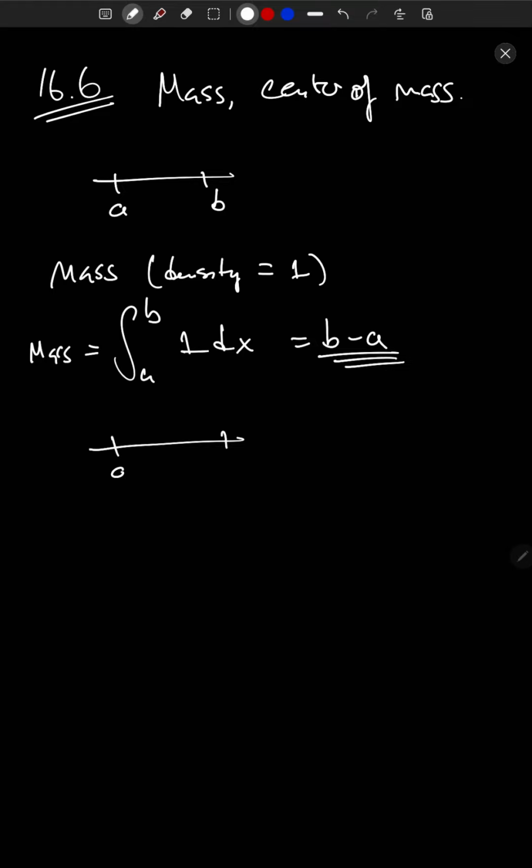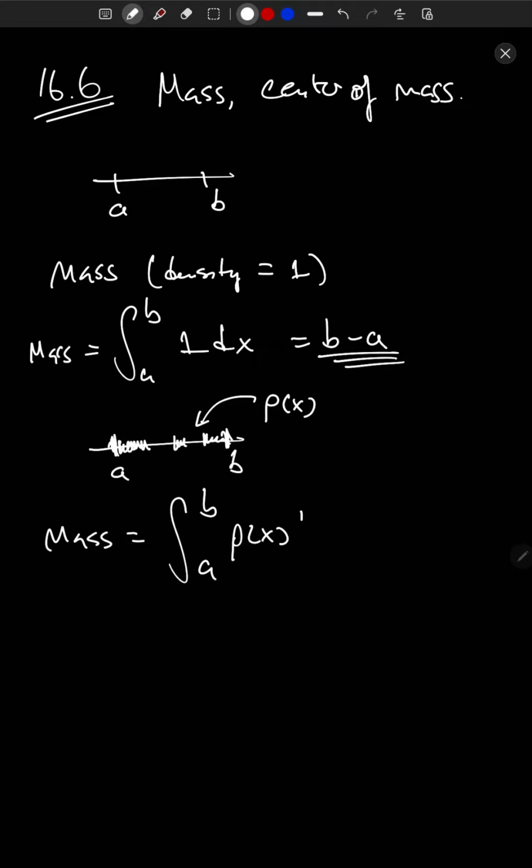a rod of some material. It has length b minus a, right? And maybe certain parts are more dense than other parts, and so the mass is not uniform anymore, right? So the mass density, how dense the material is at each point, can be described as a function. We're going to call it rho of x, not to be confused with the rho from spherical coordinates, but this is a traditional letter that's used. In that case, the mass is going to be the integral from a to b of rho of x dx.